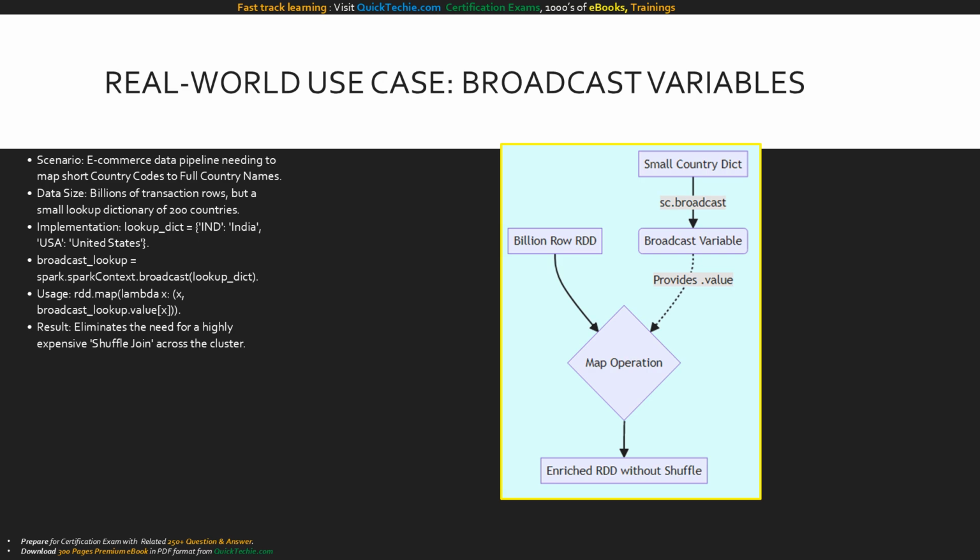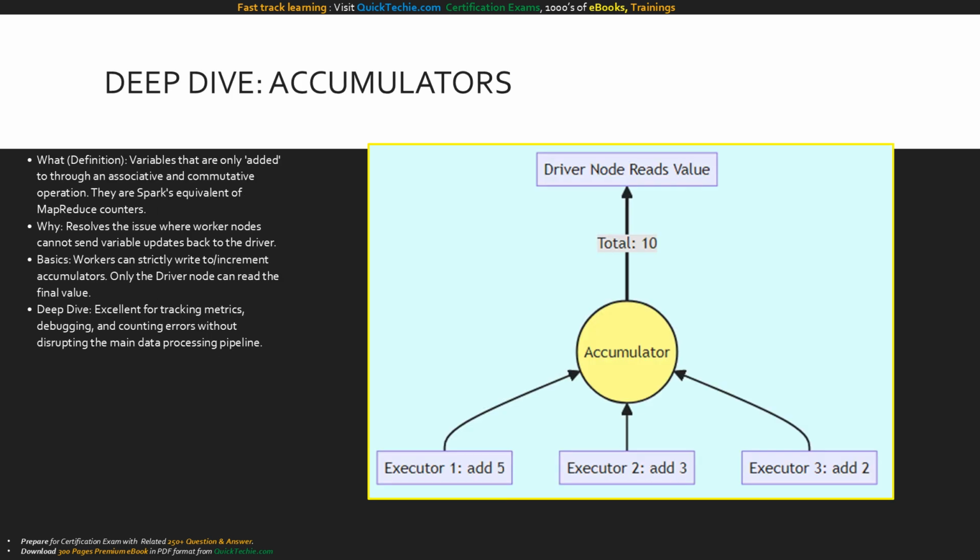In this flow, our small dictionary is wrapped into a broadcast variable. As our billion-row RDD flows through the map operation, it queries the local broadcast value. The result is an enriched RDD, achieved entirely without a network shuffle. Moving on to our second shared variable, accumulators.